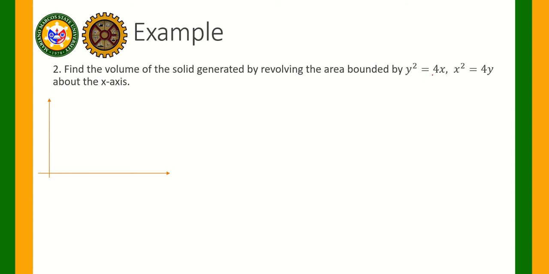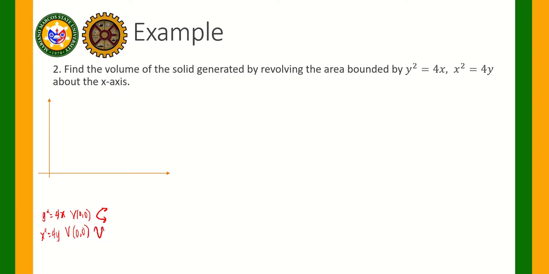So for y squared equal to 4x, this is a parabola that opens to the right with vertex 0, 0. So, opens to the right. For the next function, we have x squared equal to 4y. This is a parabola with vertex 0, 0, opening upward since positive.